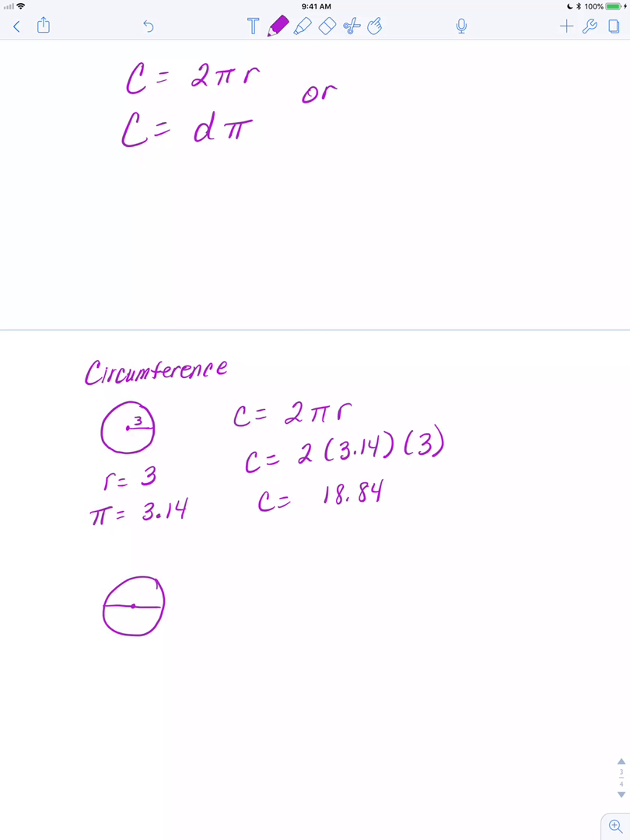Now, let's say what if we have a circle and we're given the diameter? Remember, diameter is all the way across. Well, what happens if our diameter is 12? Then we might want to use the other formula, diameter times pi. So we know diameter is 12 and pi is 3.14. So when I multiply those together, I should get 37.68.